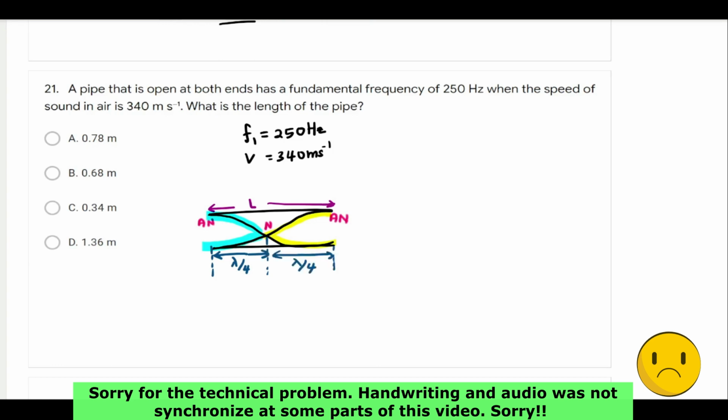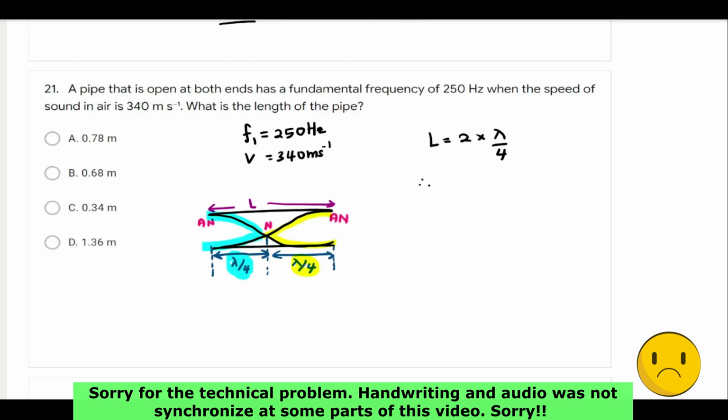So in order to calculate L, the length of the pipe, kita relatekan dengan wavelength yang dalam pipe tadi, where L is equal to 2 kali lambda over 4. Lambda over 4 yang pertama, so this is the second lambda over 4. So L is equal to 2 times lambda over 4. Therefore, we can calculate L lah. Tapi kita tak ada nilai wavelength lambda.